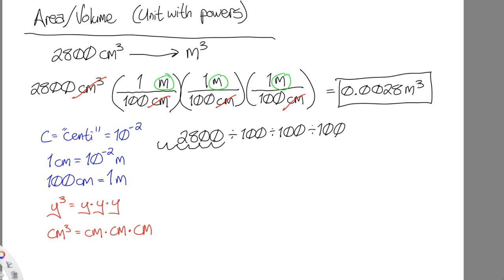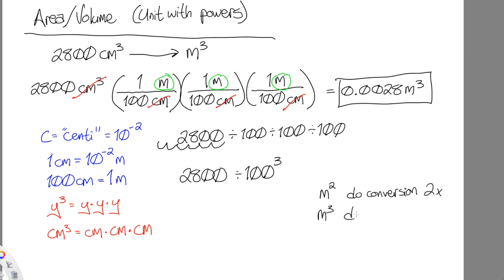If you did it the other way by cubing the conversion factor, you might end up plugging something like this into your calculator, 100 cubed, where just the 100 is cubed, not the 2800. Either way will give you the same answer. So if the original unit were squared, for example, meters squared, then you would do the conversion twice. Here we had a unit cubed, so we did the conversion 3 times.